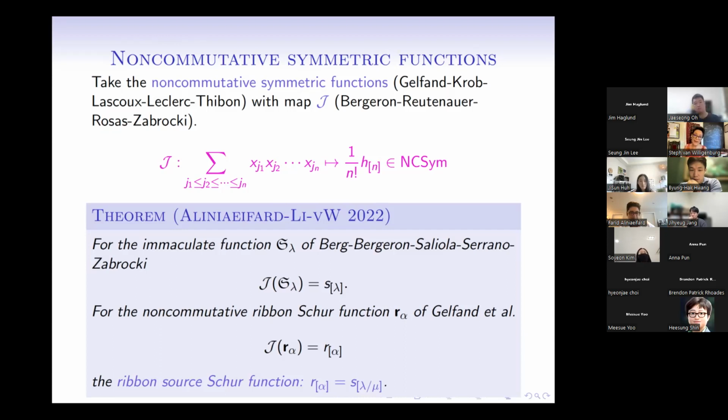If you have that, then it turns out that the immaculate functions of Berg, Nantel Bergeron, Saliola, Serrano, and Zabrocki get mapped to our source Schur functions. And similarly, the non-commutative ribbon Schur functions of Gelfand et al. in their original paper that they wrote here get mapped to our ribbon source Schur functions, which is basically just our skew source Schur functions, where this diagram right here is a ribbon.